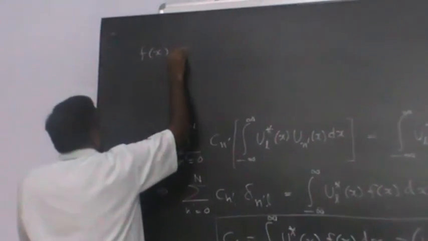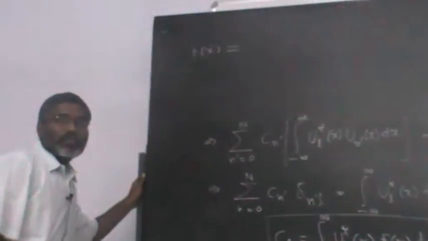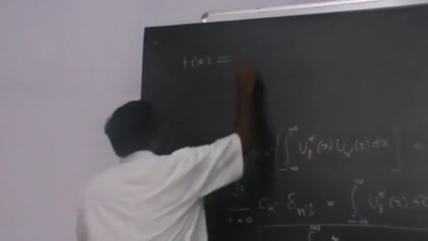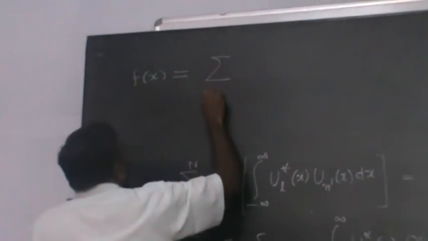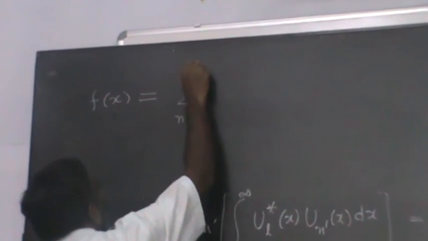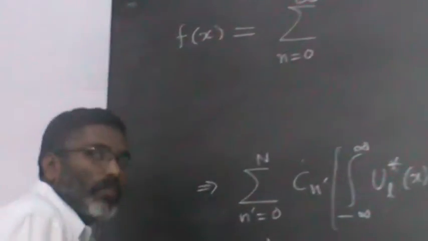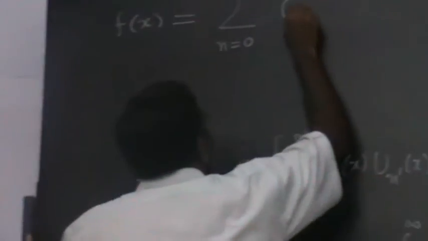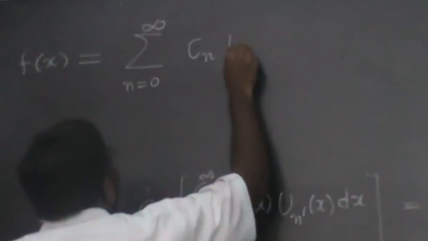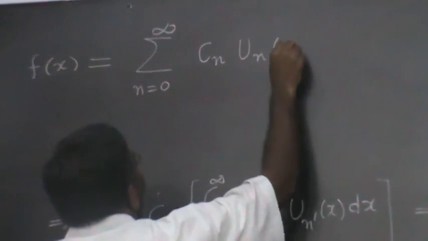It is equal to, not approximated, it is equal to, let me write, sum over n equal to 0 to infinity. Let me say that I have infinitely many such polynomials, I am putting infinity. And ask the question: can I write this as Cn times un of x?